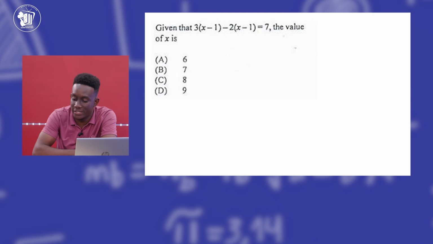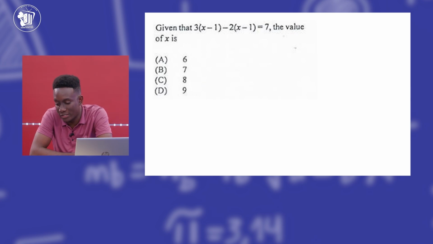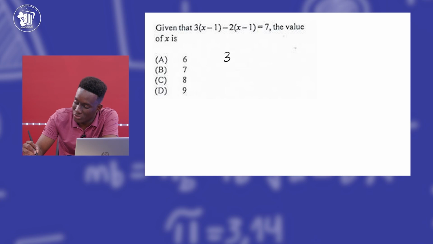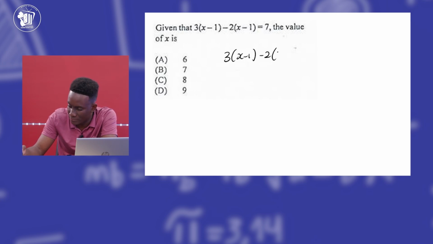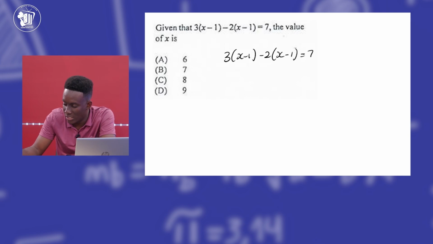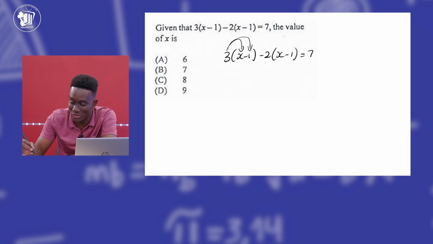So this one says, given that 3 open bracket x minus 1 close bracket minus 2 open bracket x minus 1 close bracket is equal to 7, the value of x is. So let me rewrite that. So 3 open bracket x minus 1 close bracket minus 2 open bracket x minus 1 close bracket is equal to 7, and they want to find the value of x. So we can just distribute throughout. There's another way to do this, but let's do it this way.